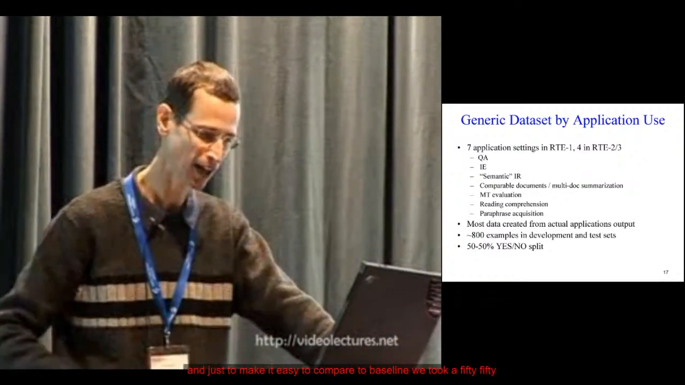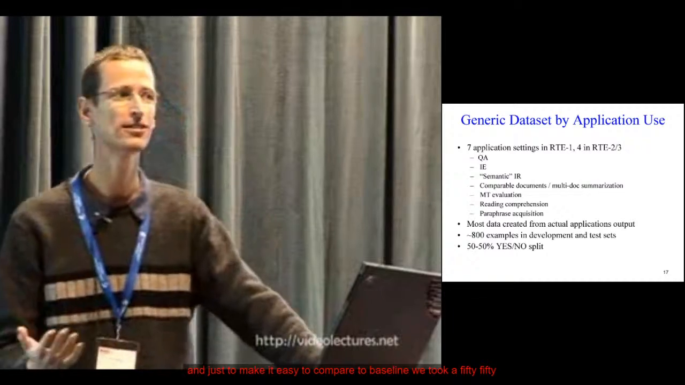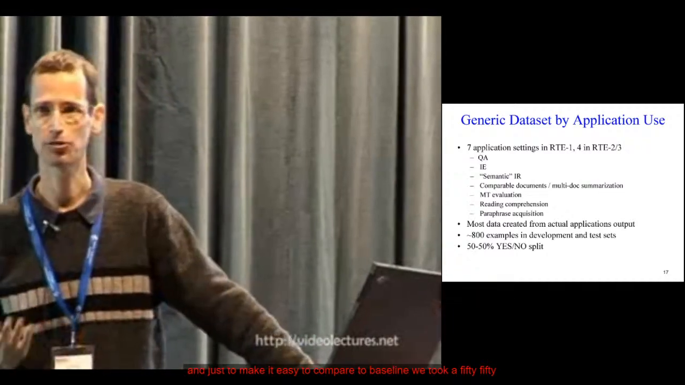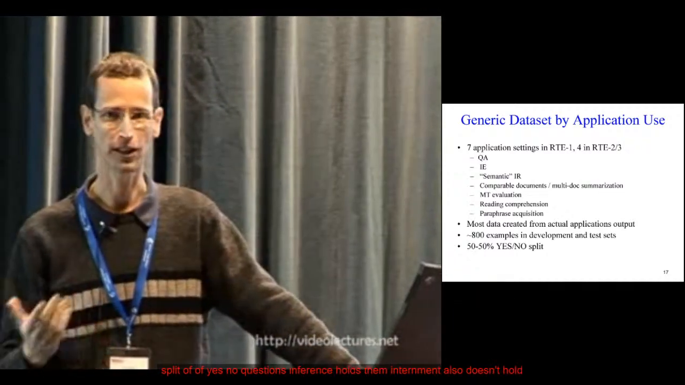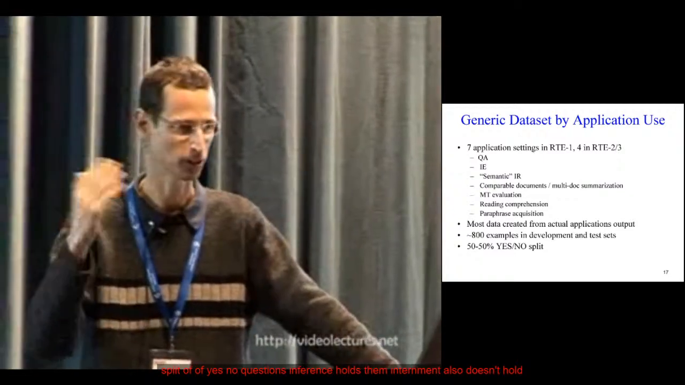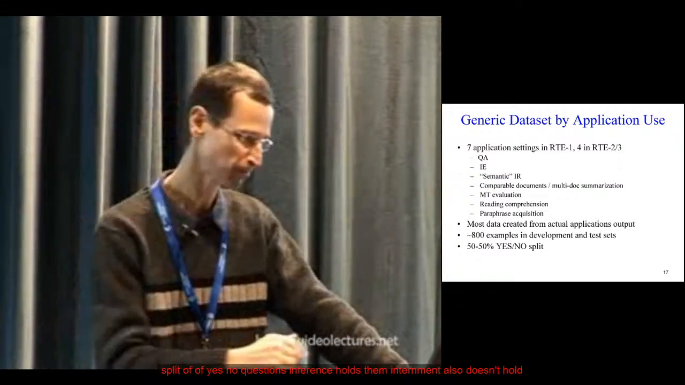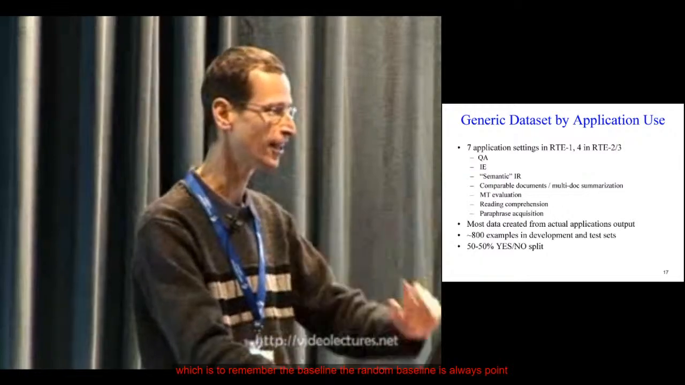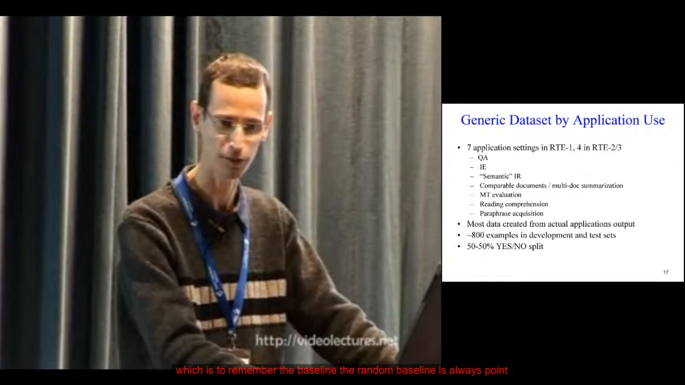And just to make it easy to compare to baseline, we took a 50-50 split of yes-no questions: inference holds, entailment holds or doesn't hold. Remember that the random baseline is always 0.5.